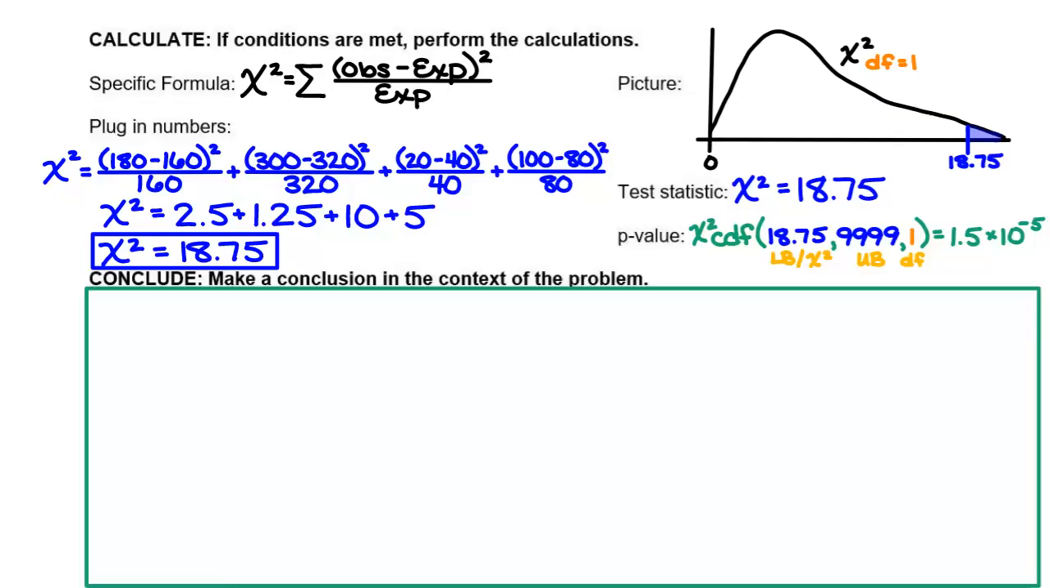So I want you guys to take a couple of minutes and write the conclusion, including a follow-up analysis if it's necessary.